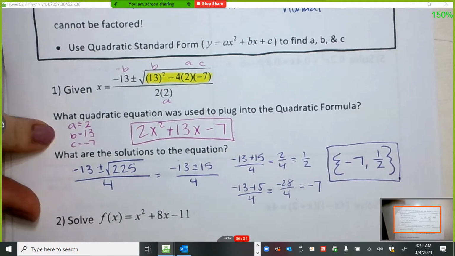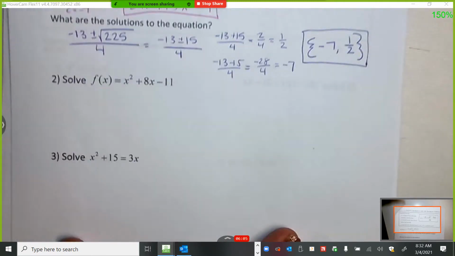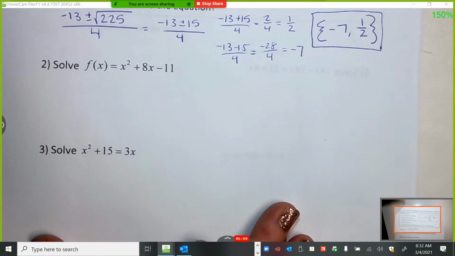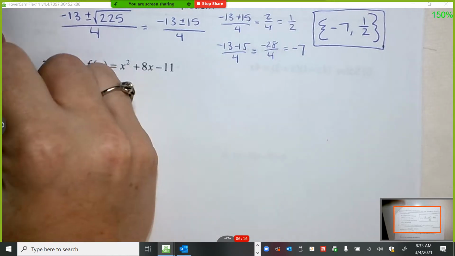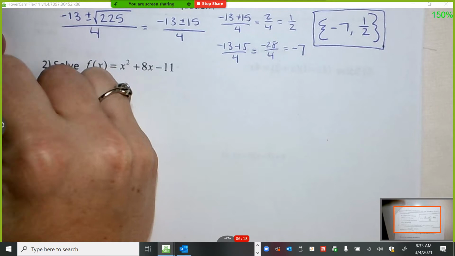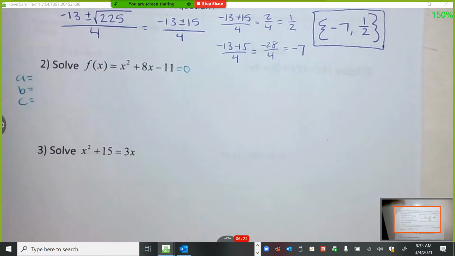Any other questions on number 1? Okay, so let's look at number 2. So now nothing here is set up. It's just giving me my equation, which means what should I figure out first? A, B, and C. So A, B, C. And I can already set it equal to 0. There's no numbers on the other side of the equal sign. And what is my A?